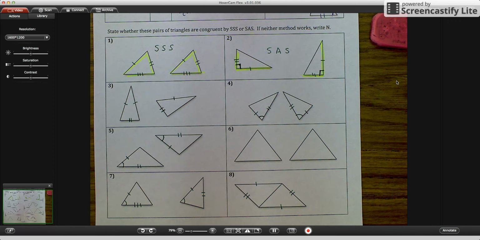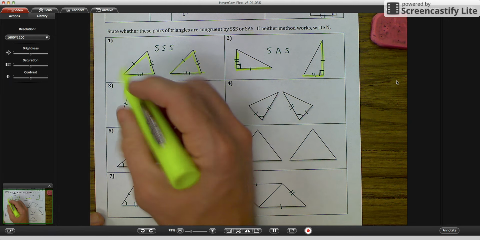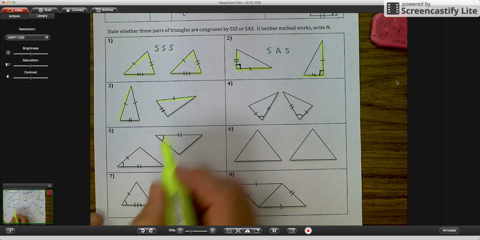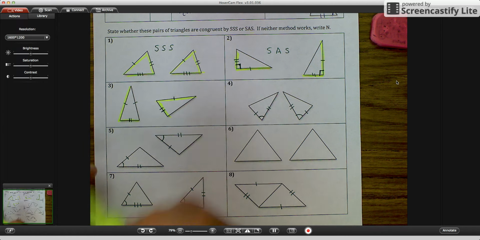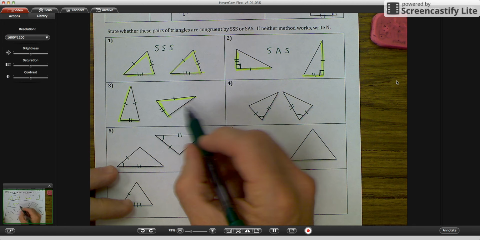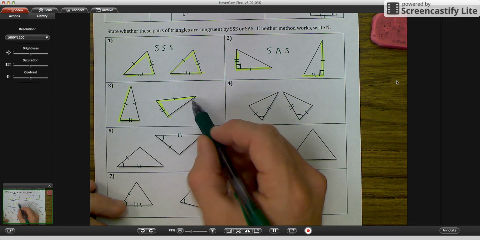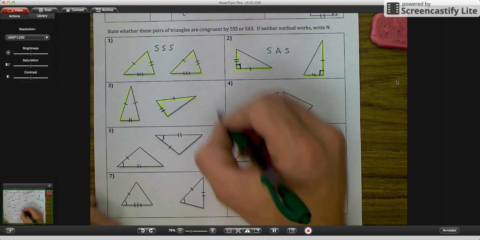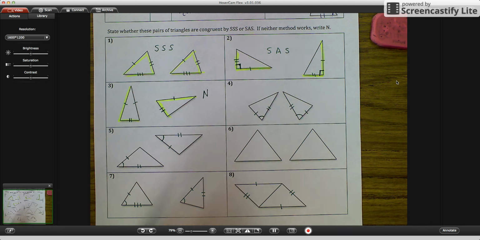Okay? I'm going to do number 3 right here. And I'm going to look and I'm going to go, you know what? I have 1 pair of congruent sides here. And I have a second pair of congruent sides here, but I do not have a 3rd pair of congruent sides because this one does not have a congruent marking. And if it doesn't have a congruent marking, you cannot prove that they are congruent. So this one would be an N, not congruent.